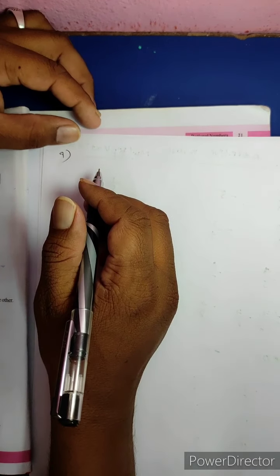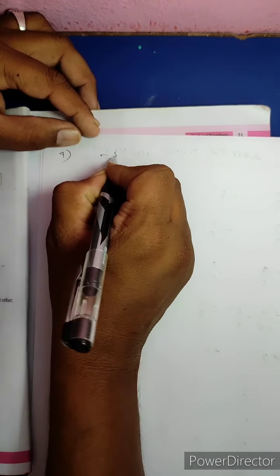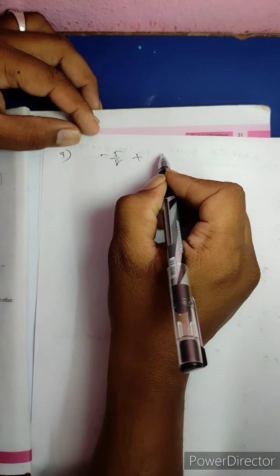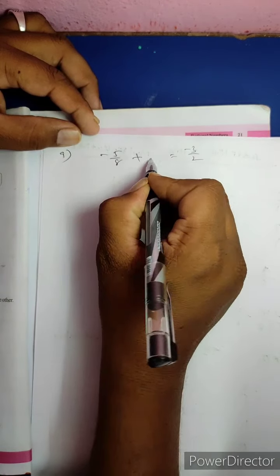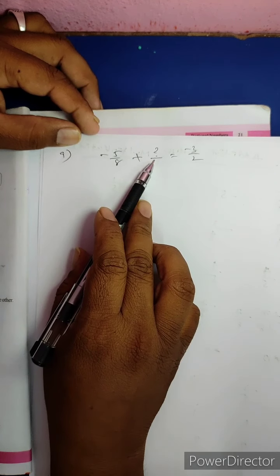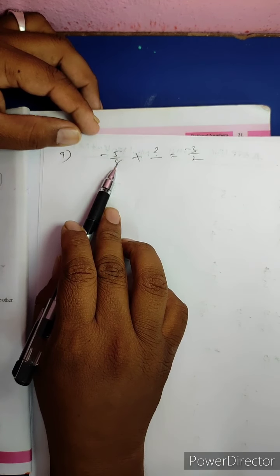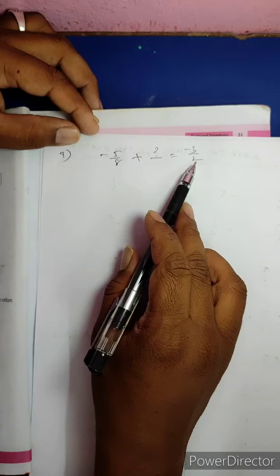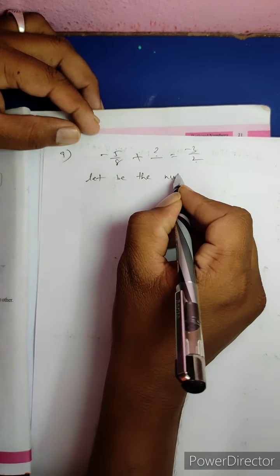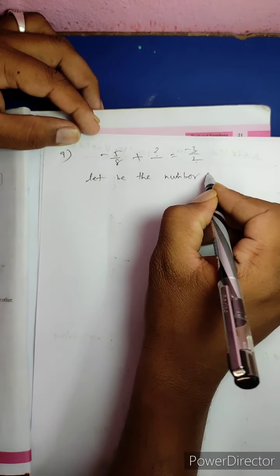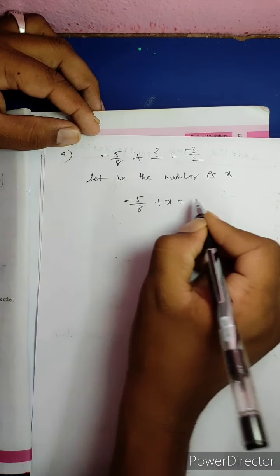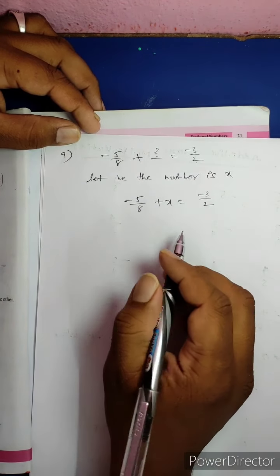What number should be added to -5/8 so as to get -3/2? Let the number be x. Now -5/8 + x = -3/2.